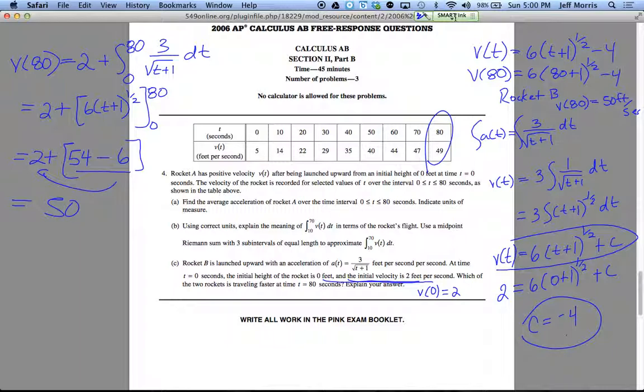If they gave us a different point that wasn't the start, then you can do it your way? No, if they gave me the velocity at 2, which is 50, I still could do it. What you would do is, let's say the velocity at 2 seconds was 10. Then your 10 would be here, and instead of from 0 to 80, it'd be from 2 to 80.